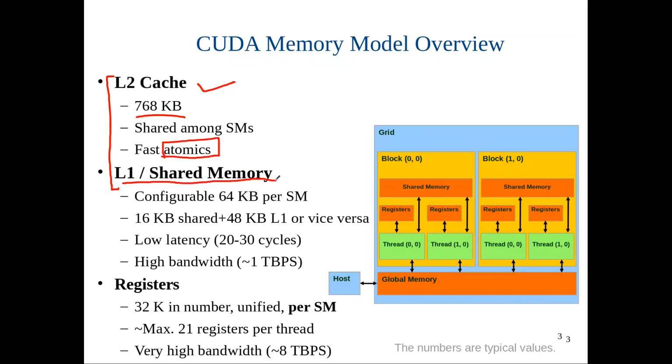Each SM is going to have its own L1 cache. This L1 cache is configurable. The CUDA architecture has made it configurable, so you can have 16 KB of shared memory and 48 KB of L1, or vice versa. It's also possible that you can configure it as 32 KB of shared and 32 KB of L1, and so on. But what does that mean? It means that when the cache is getting used for your threads automatically by the hardware, it will use this L1 part.